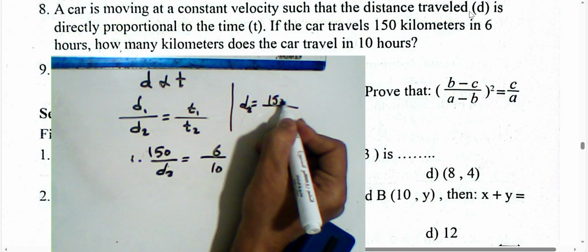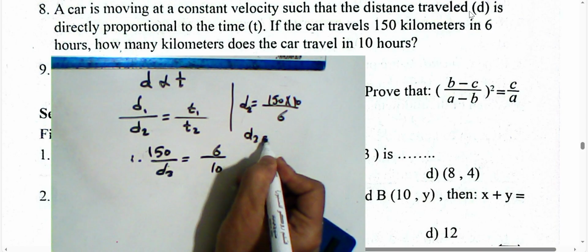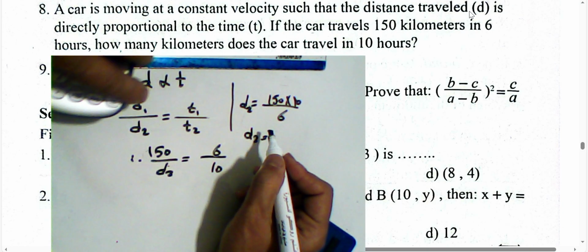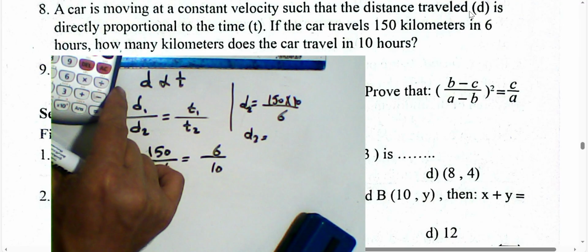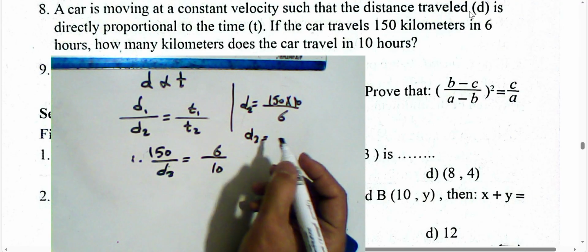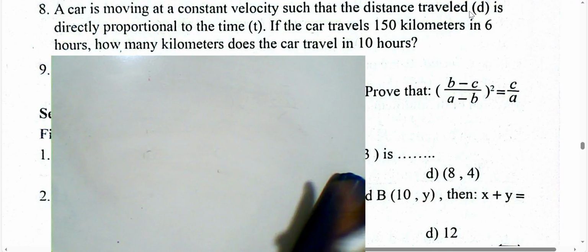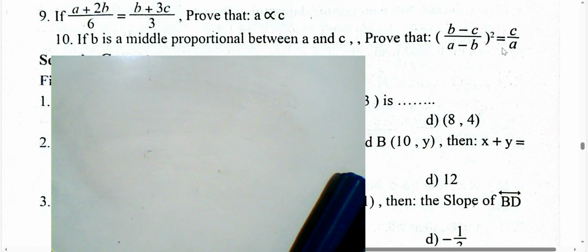Right, 150 times 10 over 6. Distance 2, what will it be? Right, the answer will be here 1500 divided by 6, which is 250. The distance will be 250 kilometers. Okay, next question here, number 9. Yes, number 9 is this.